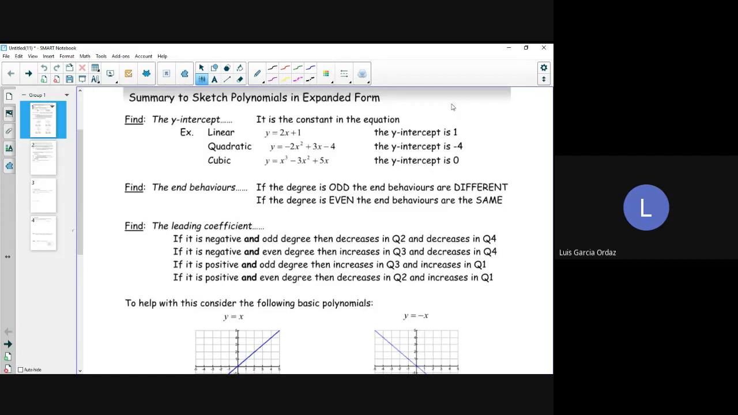So we're just gonna go through a summary of polynomials in expanded form. So remember, the last value is always the y-intercept. So these are the y-intercepts over here. And this one has zero.